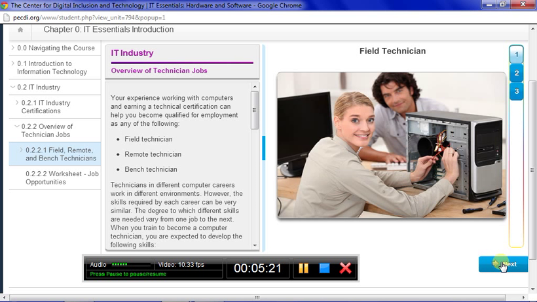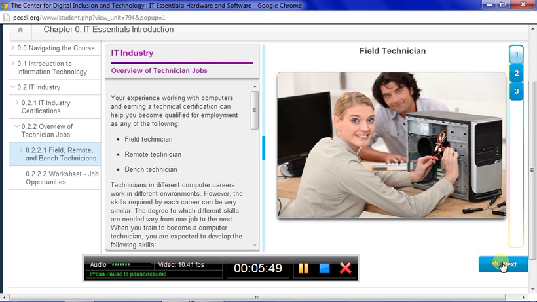So now we're going to spend a little bit of time talking about what kind of jobs are available to someone getting an A-plus certification, which is an entry level. So there are three types of jobs that you could qualify for: a field technician, a remote technician, and a bench technician.